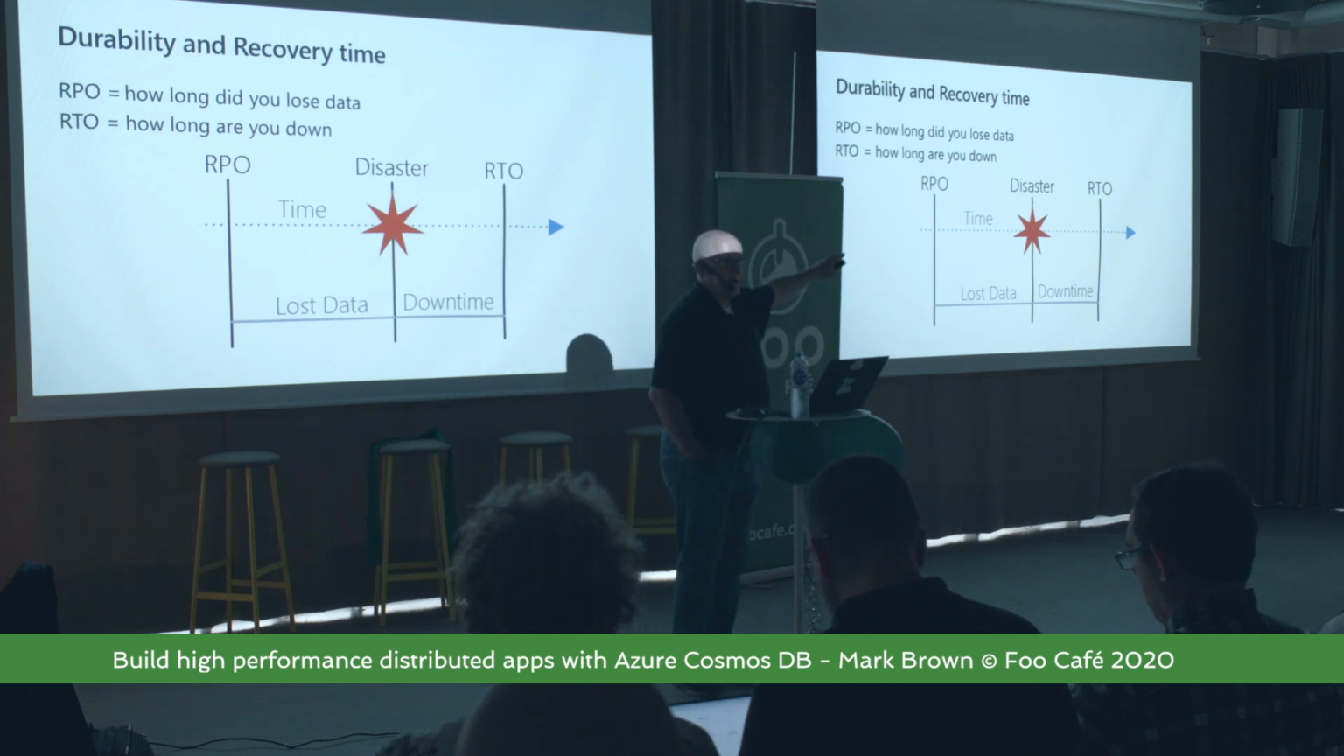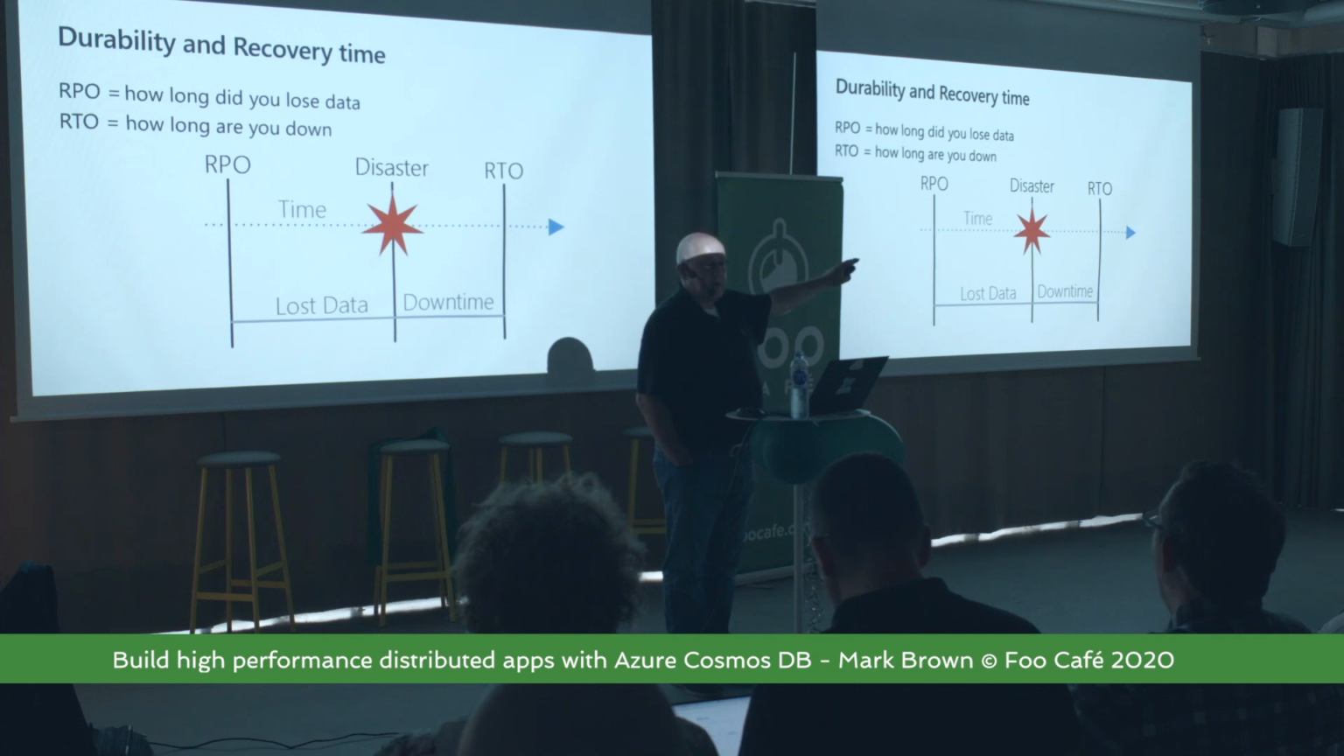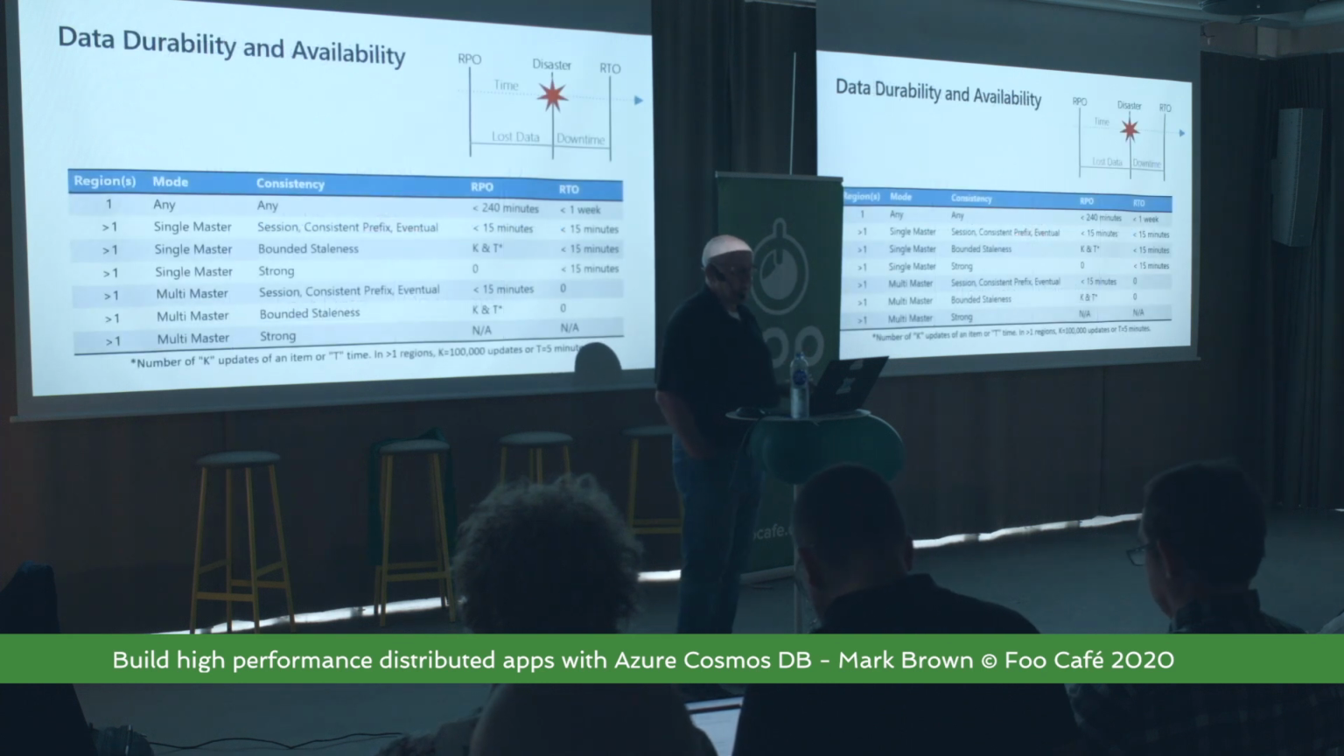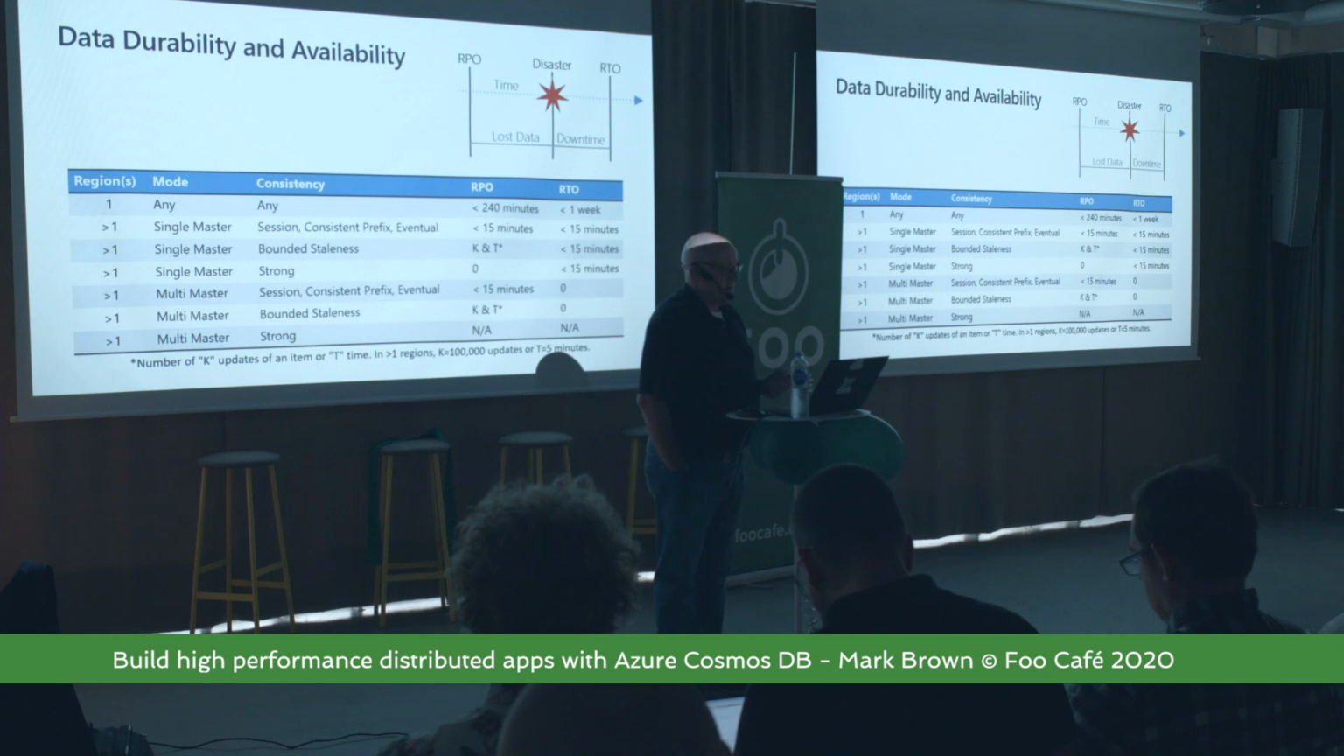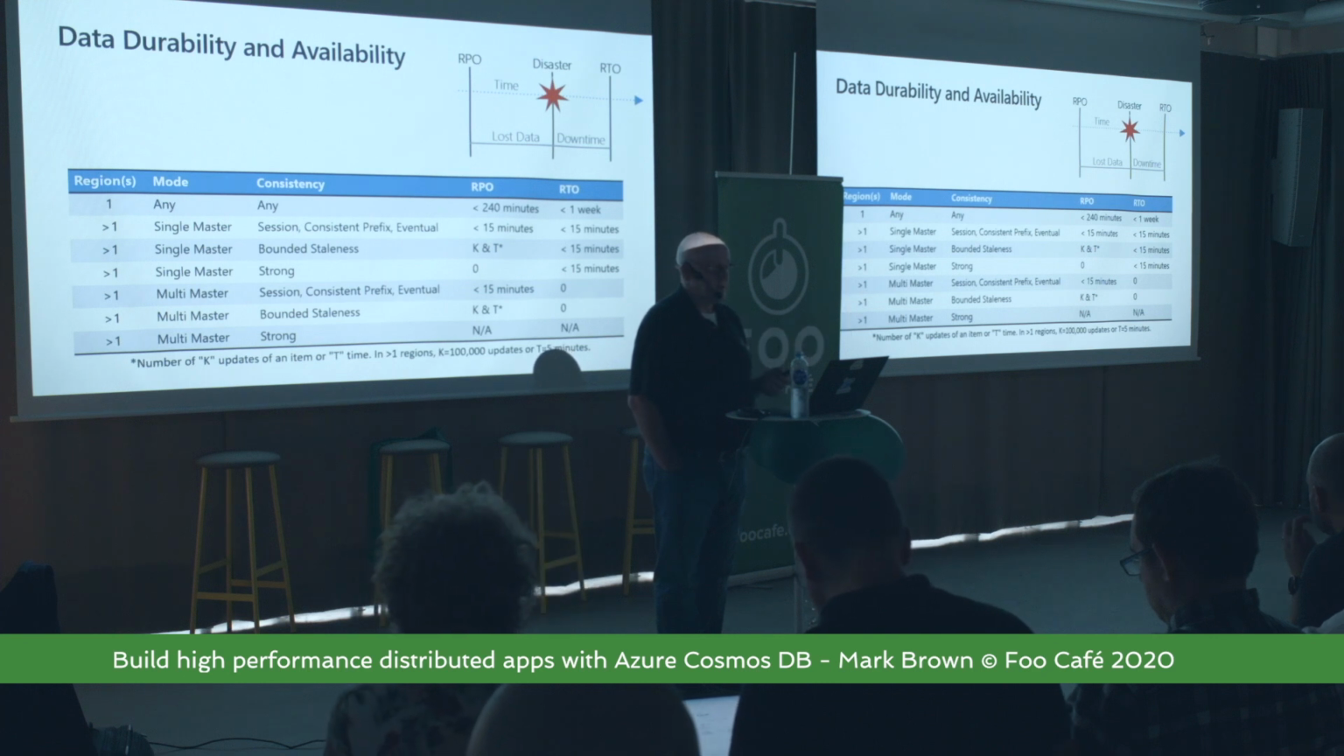These are important to understand when you're designing a distributed system because they have a direct corollary to the stuff I've been talking about. Within Cosmos, we actually publish an RPO and an RTO for the service. If you are running Cosmos in a single region, in either single master or multi-master, it doesn't matter which, at any level of consistency, your RPO is about 4 hours, because that's the amount of time between snapshots that you get by default in Cosmos. But your RTO, we don't guarantee anything, maybe up to a week to get your data back.